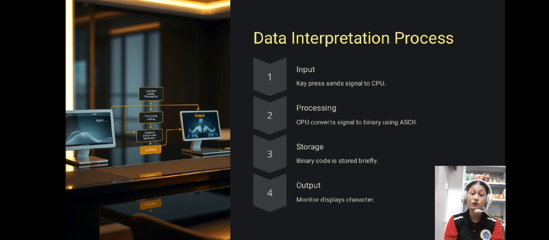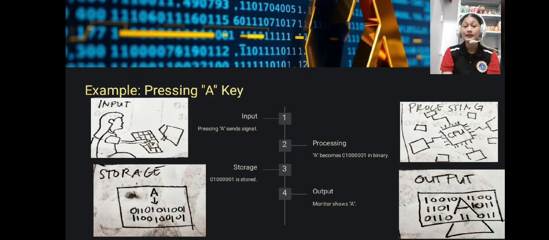So number 3 is storage. The CPU determines what character has been typed and sends the information to the computer monitor, again in zeros and ones. For example, the binary code 01000001 for A is stored briefly.